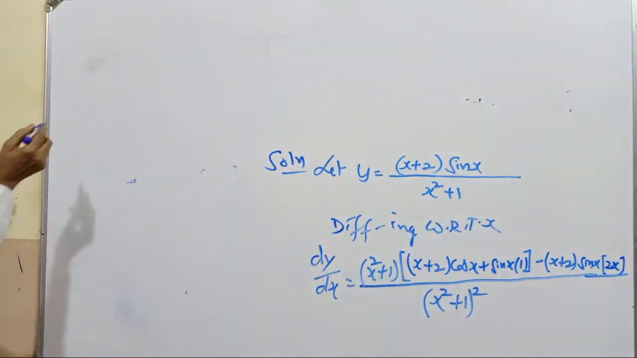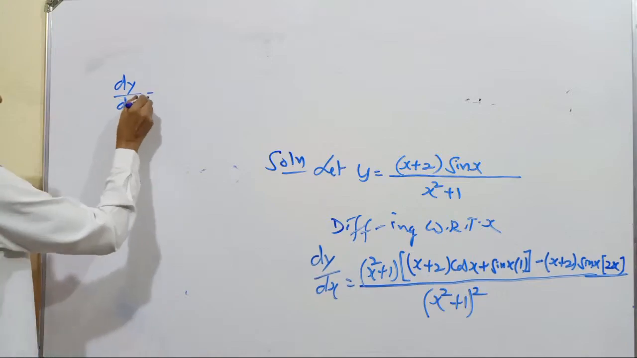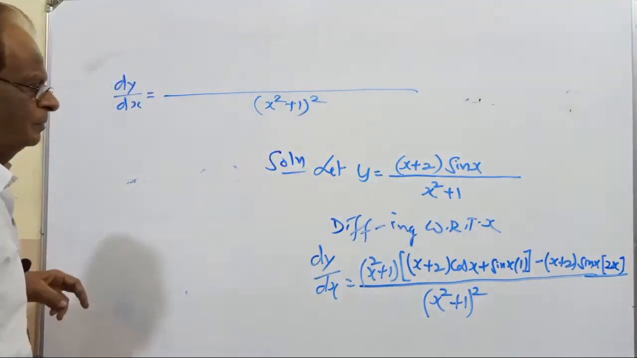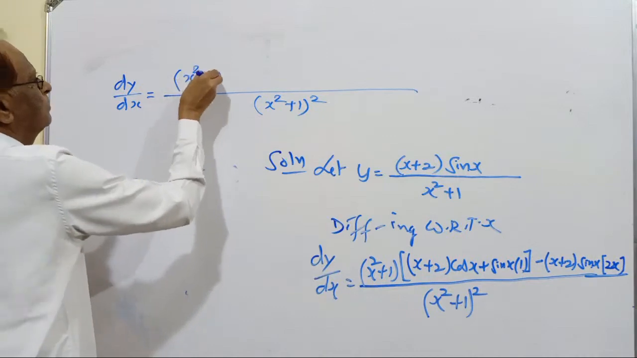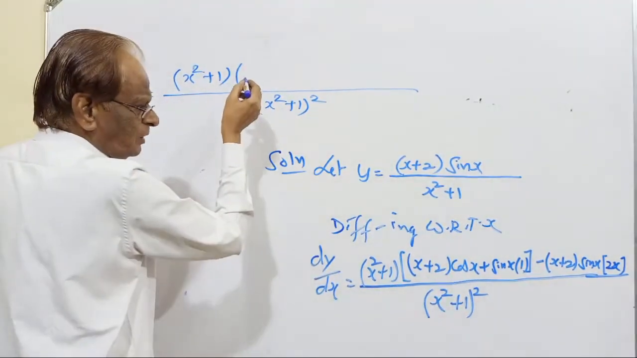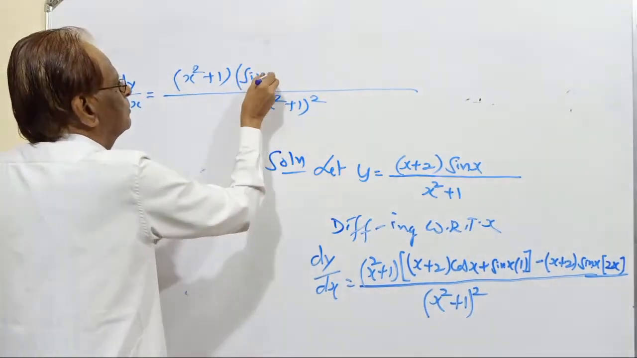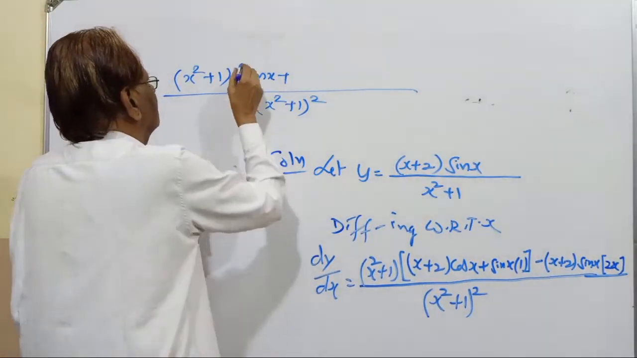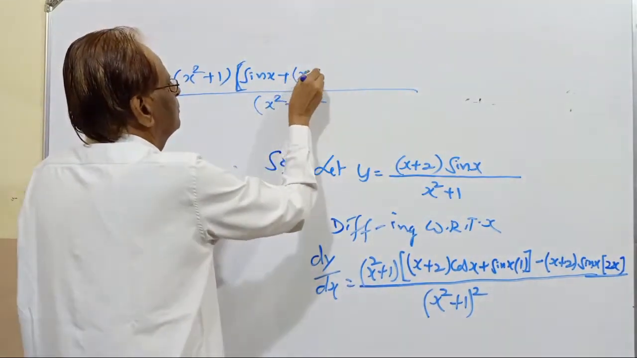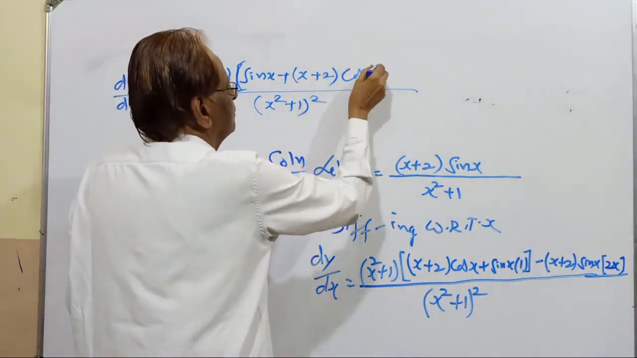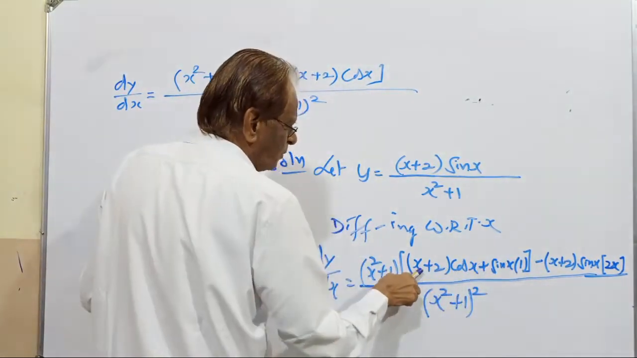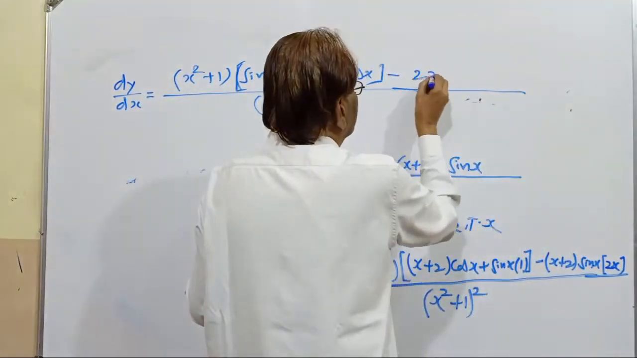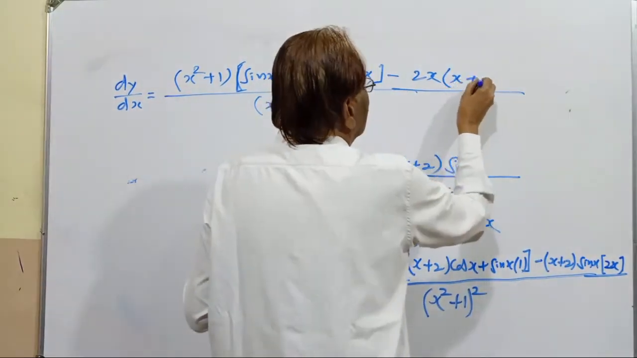dy by dx equals (x squared plus 1) into [sin x into 1 plus (x plus 2) into cos x], minus... this is 2x into (x plus 2) sin x.